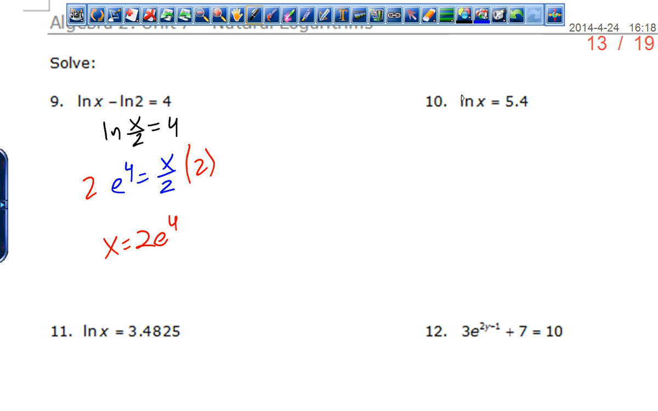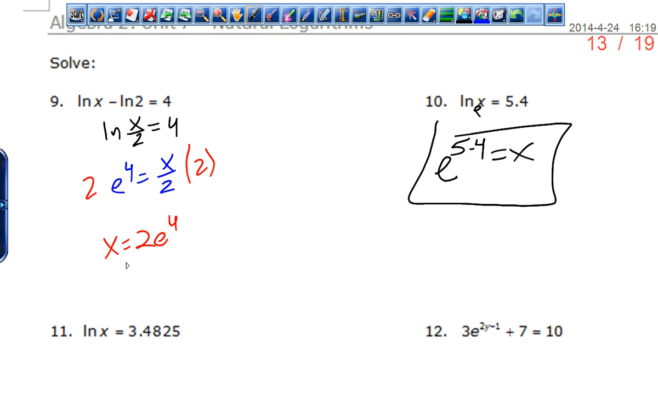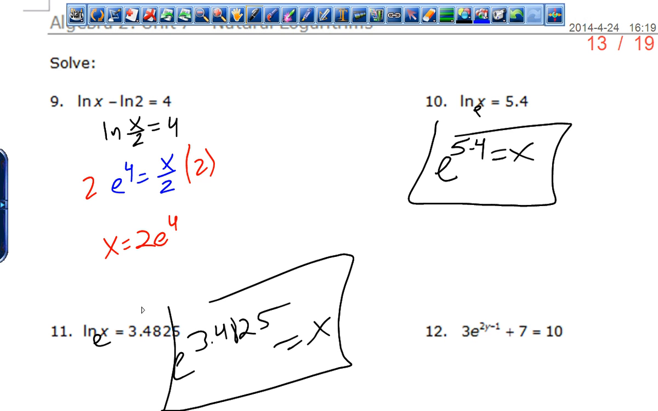Number 10, rewrite it. Number 11, rewrite it as an exponential, put it in the calculator. So e, because it's base e, to the 5.4 is x. Done. Number 11, e to the 3.4825 is equal to x. Where we're getting e from, it's the natural log base.